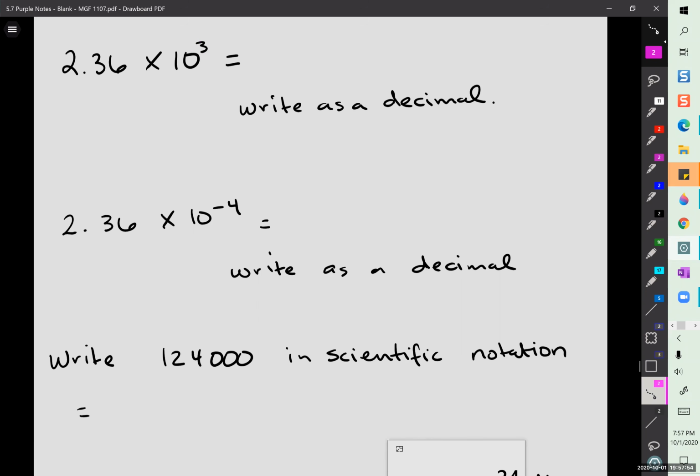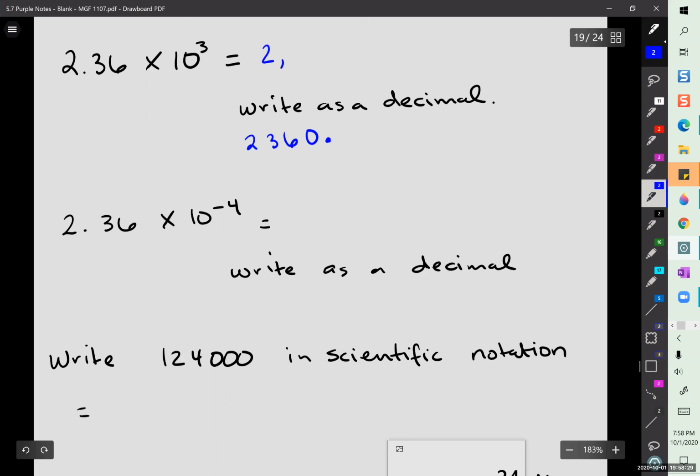To write it as a decimal, you would find the decimal place in the scientific notation. So 2.36. And since it says 10 cubed, you would take that decimal place, since it's positive, and go to the right 3 places. So 1, 2, 3. So I make my decimal point there. And if we ever have to go over farther than what we have numbers, we put zeros in that place. So this actually is representing 2,360.